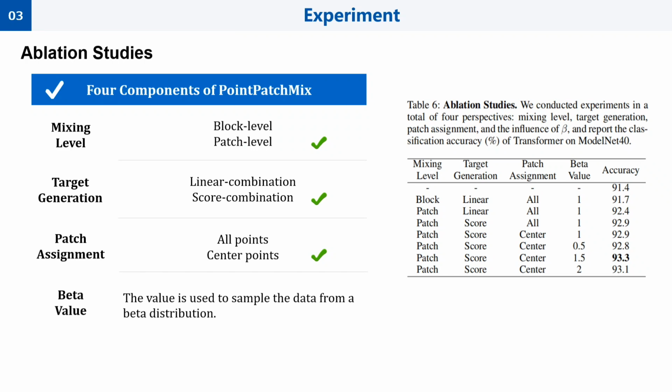We mainly use the transformer proposed in Point-MAE without pre-training as our baseline model for evaluation, which achieves 91.4 on ModelNet40. We study the impact of different choices on classification performance from 4 parts: mixing level, target generation, patch assignment, and beta value respectively. The configuration of patch level, score combination, center points, 1.5 was finally determined as the best configuration, and they further verified the effectiveness of point patch scoring in PointPatchMix.